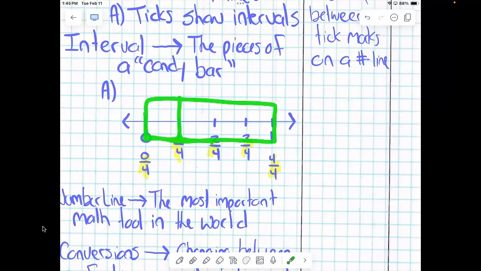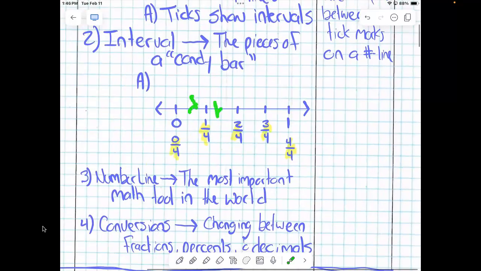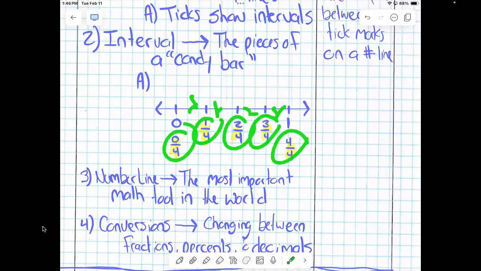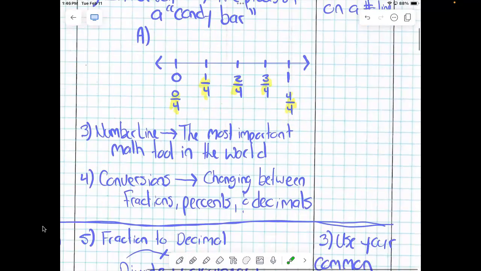Candy bar. And if I break the candy bar by the tick marks, what did I just break this candy bar into? Like how many pieces? 4. 1, 2, 3, 4. What do we call those pieces? Intervals. Intervals would be the areas between the tick marks, right? And we said that we broke it into 1, 2, 3, 4 intervals. Look at the denominator of our fractions that are labeling the tick marks. What are they? 4. Fourths. Make sense? Yes.